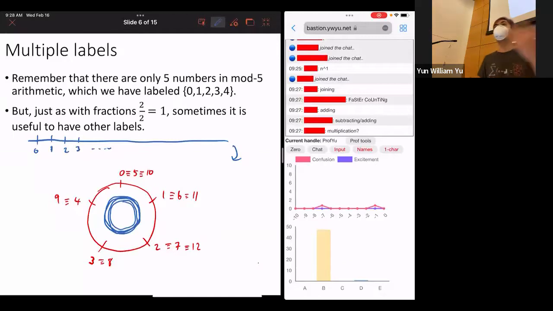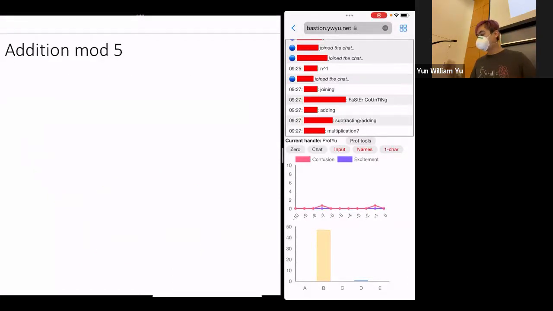Yes, then later on we'll get to multiplication. And along the way, we might invent subtraction as well, but we'll see whether or not that's what that really means. So how do we do addition mod 5? Well, addition is just repeated counting, right?